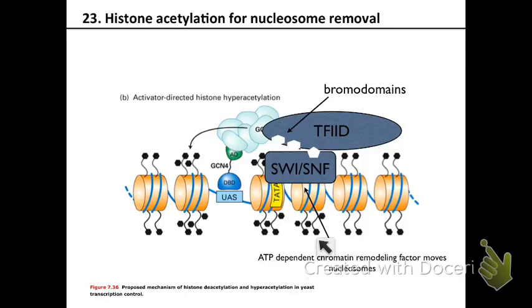Now, SWI/SNF is an ATP-dependent chromatin remodeling factor. It literally takes the histones off the DNA and removes the nucleosome. Okay? So the GCN4 transcription activator recruiting the acetylase complex, acetylating the histone tails at the promoter regions, mediates not only bringing in TFIID, but also removal of the nucleosomes. Does that make sense?